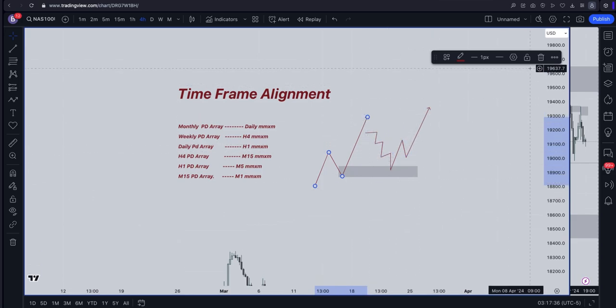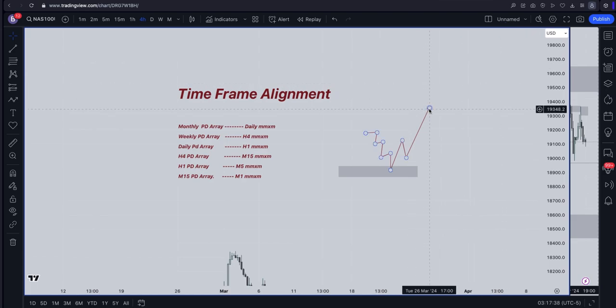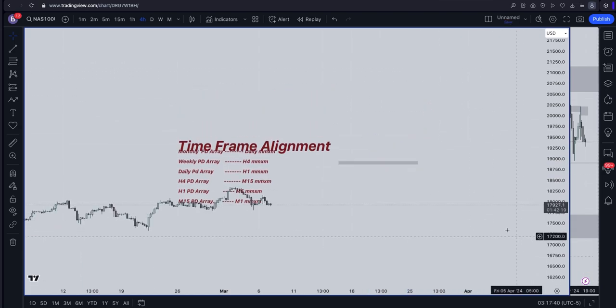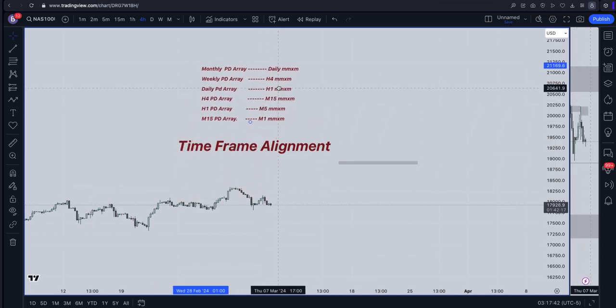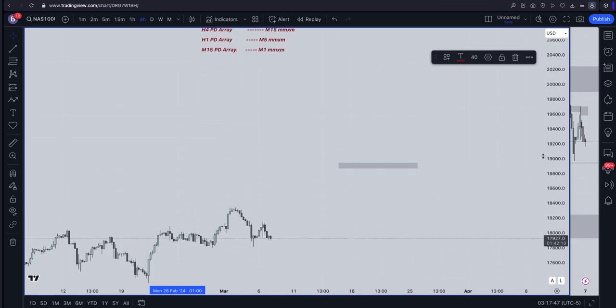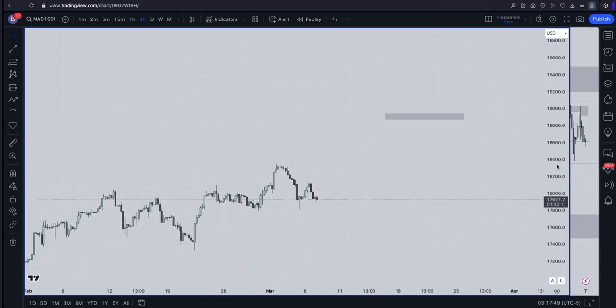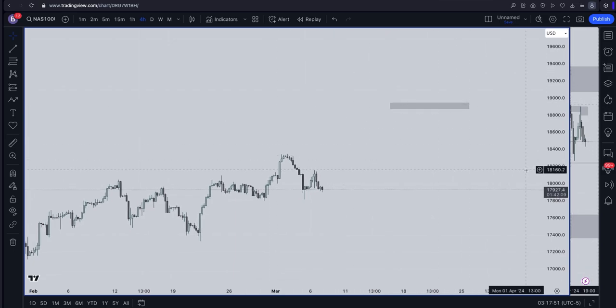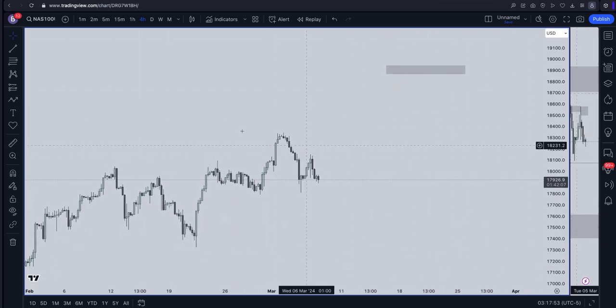Okay, so let's jump to the chart. Let me show you some examples. Take this up here. You can actually write this down, or you can always come back to the video and look for it. Okay, let's actually use yesterday's trading for an example.